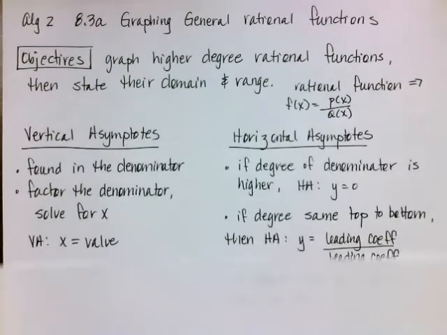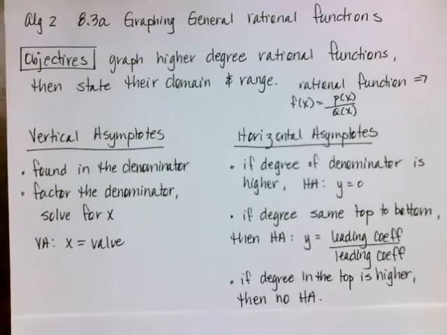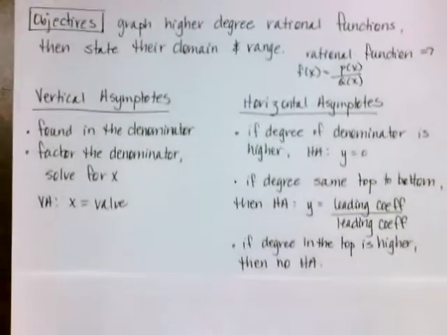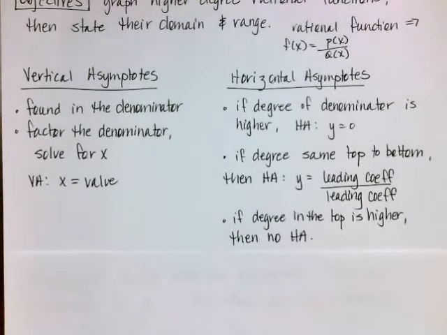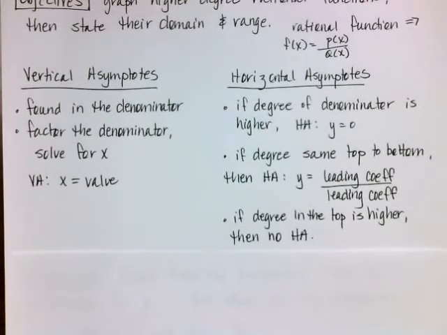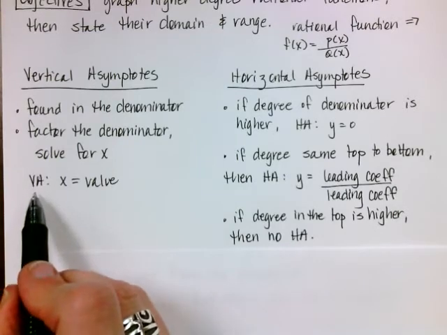Alright, so I want to talk to you about the rules again, just as a reminder. When I'm looking for my vertical asymptotes, the vertical asymptotes come from the denominator. It's whatever makes the denominator 0, because we can't divide by 0 because the world explodes. So my vertical asymptotes are always going to come from the denominator.